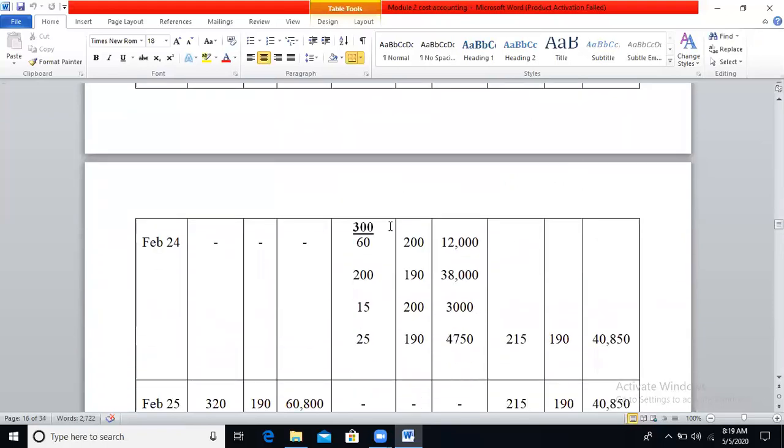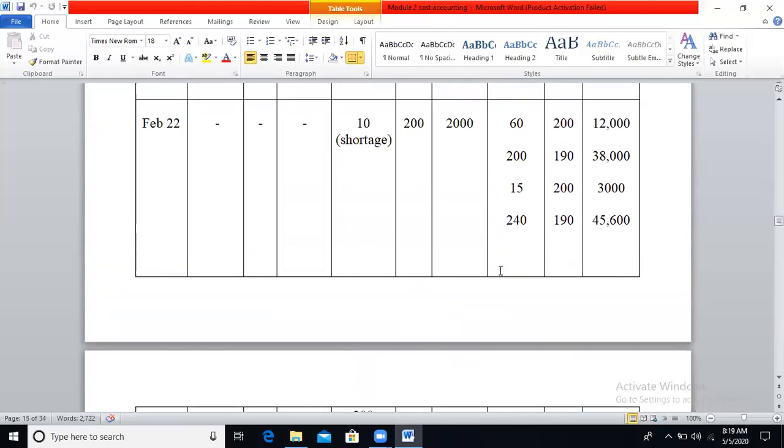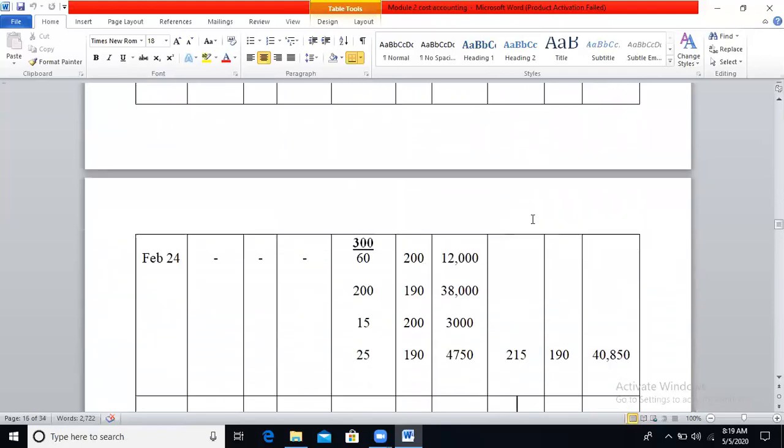So out of 300, first you will issue 60 tons at 200 rupees. Next you will issue 200 tons at 190 rupees. Next you will issue 15 tons at 200 rupees. Still you want 25 tons to be issued. That should be considered from the 240 tons at 190 rupees. So out of 240, you will issue the required 25 tons at rupees 190. If you multiply 25 into 190, you will get 4,750.